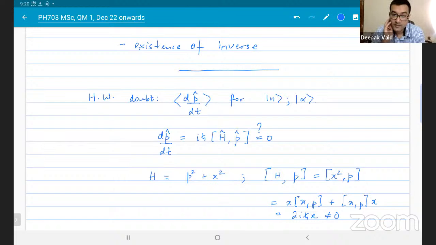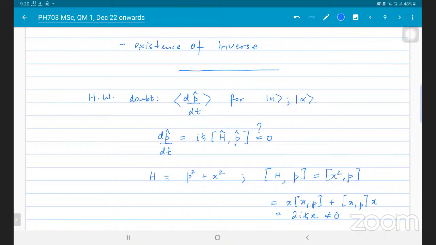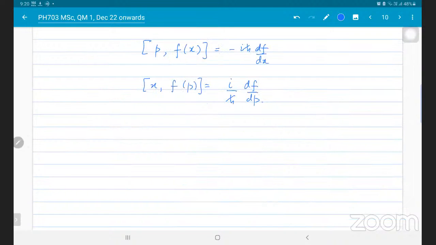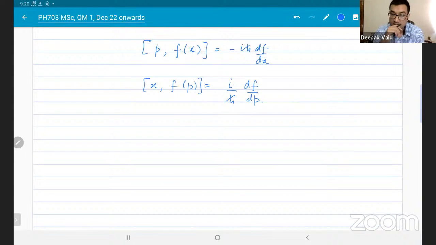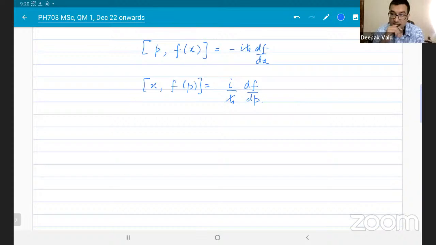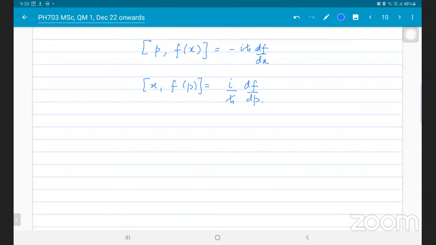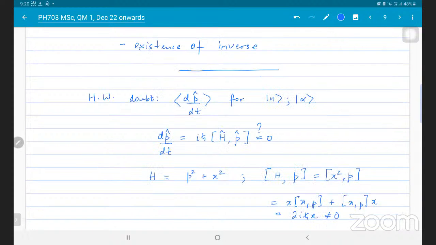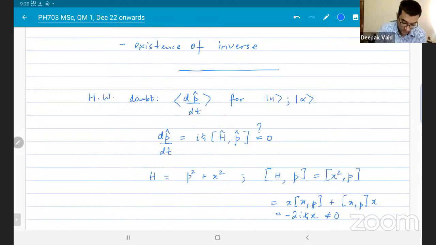So like you wrote on the next page, the commutator of p and V(x) is -iħ ∂V/∂x, and the expectation value of that is exactly the answer I'm getting now. With a minus sign, I should probably put a minus sign over here.